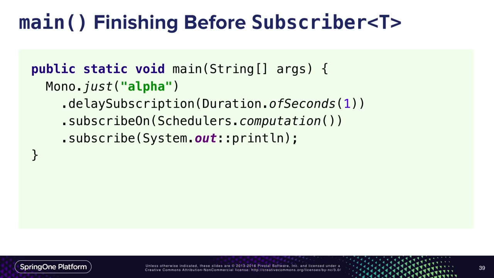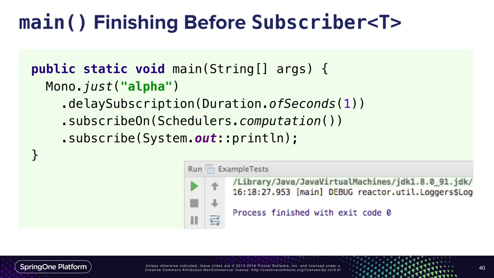We're going to delay the subscription. So when we subscribe, we're actually going to wait a second before we complete this subscription by, hopefully, sysouting the value that we got. And when we run that, we find that it completes successfully. Everything ran. There were no problems. But we didn't get the alpha that we were expecting to have printed out, because it's already completed the entire process before the subscription could actually say, yeah, I've waited a second. Now I would like to do my printout.